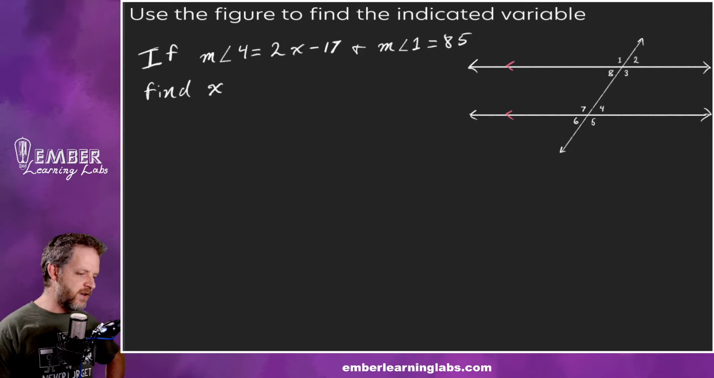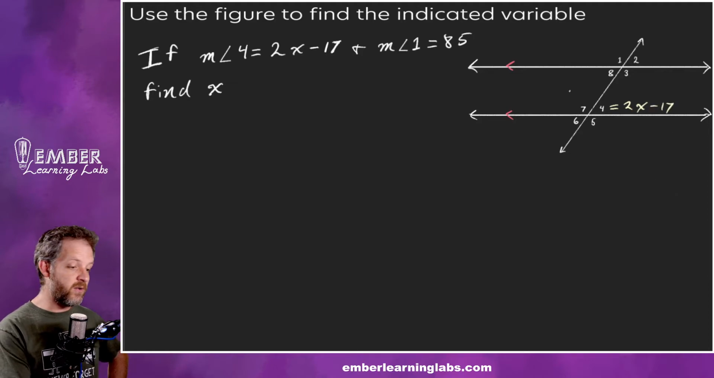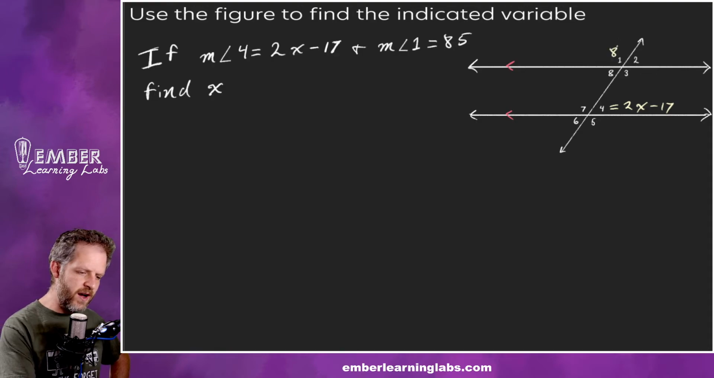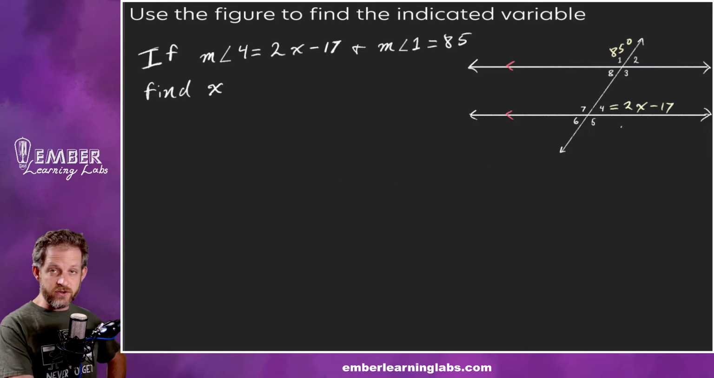If the measure of angle 4, so this guy right there, equals 2x minus 17. So I'm going to start to label these. This one equals 2x minus 17, and the measure of angle 1 equals 85 degrees. We want to find x. So we need to figure out how these two things are related to each other.